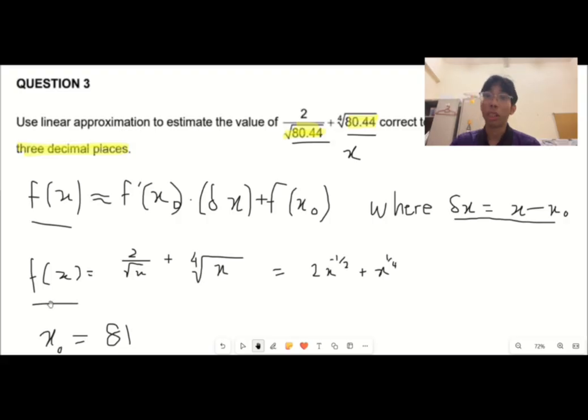The first step is to find the function. The function is basically taking this and turning the 80.44 into x. So we get 2 over square root x plus 4 square root x. Taking things into power, we get 2x to the power of negative 1 over 2 plus x to the power of 1 over 4.